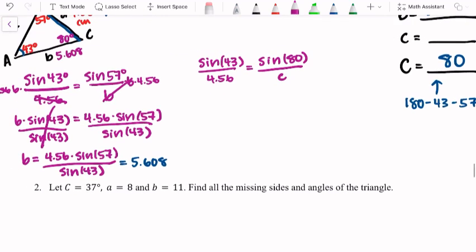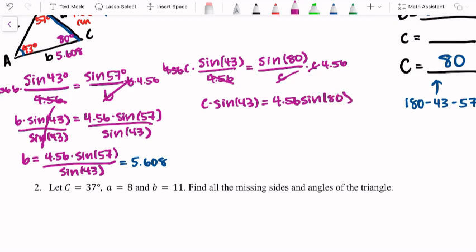Okay, same process as solving for B. Multiply both sides by the denominators to clear those out. Okay, so now I have C times sine of 43 is equal to 4.56 times sine of 80, and then dividing both sides by sine of 43.